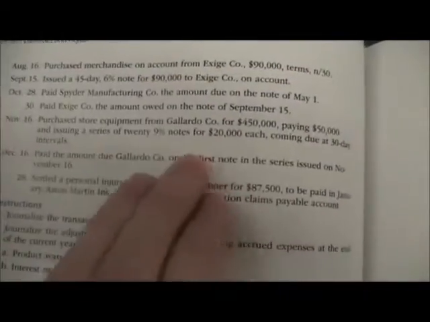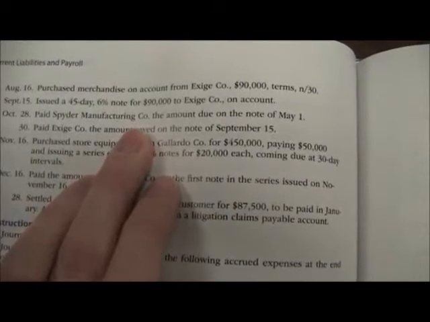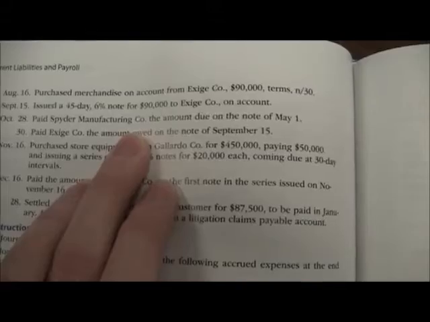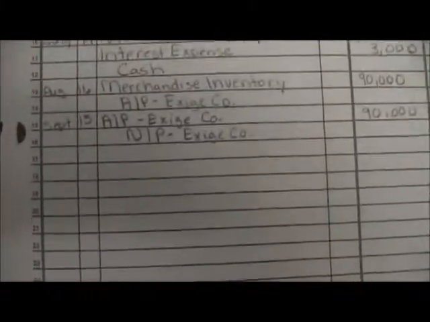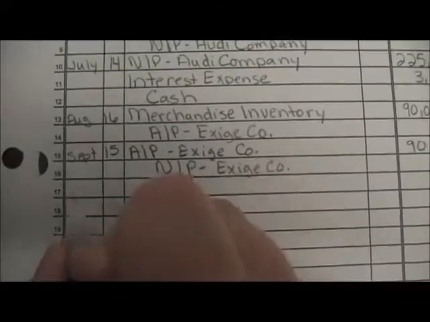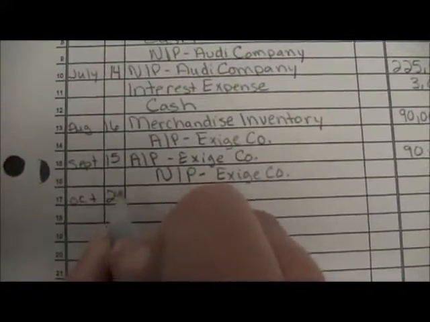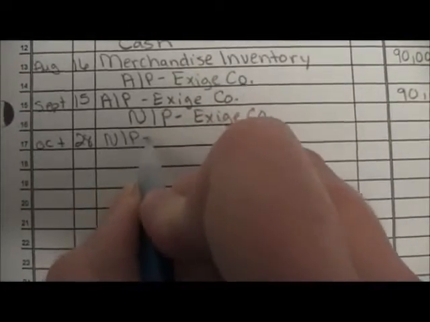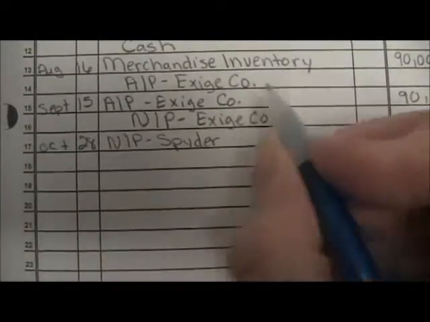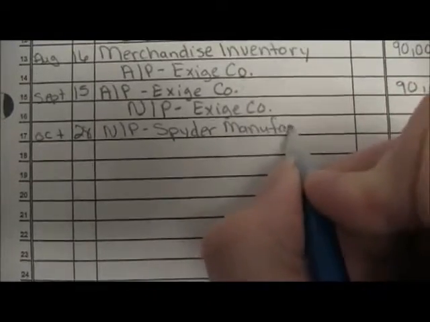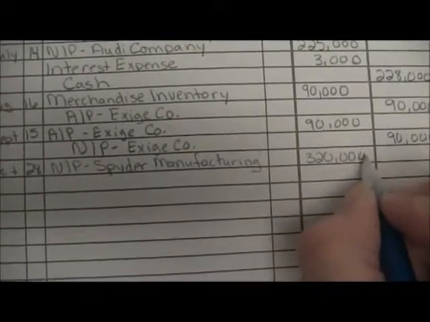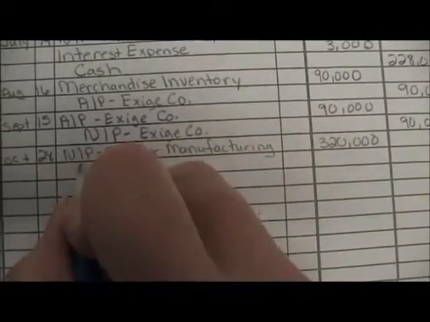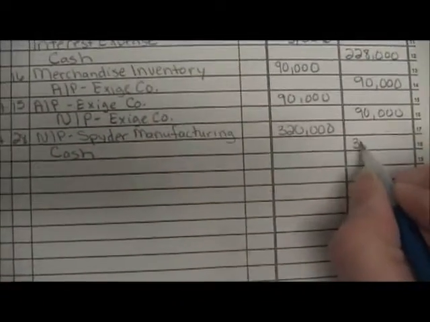The next one, on October 28th, we paid Spider Manufacturing the amount due on the note of May 1st. Now, if you remember, the note of May 1st was a discounted note. So we took care of the interest up here on May 1st. We've already dealt with the interest, so we don't have to do that in this journal entry. We're going to fill in the date, which was October 28th. We paid off the note, so we're going to debit notes payable, Spider Manufacturing, for the $320,000, and we paid it off, so we're going to credit cash for $320,000.